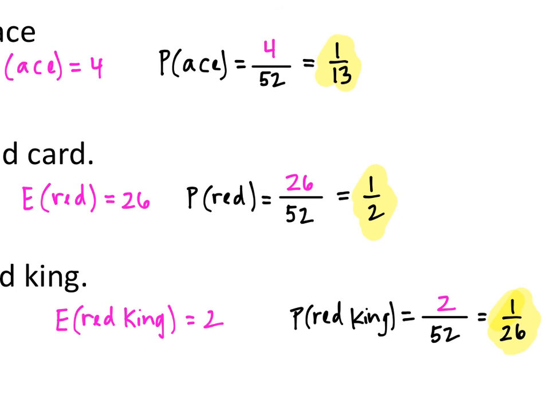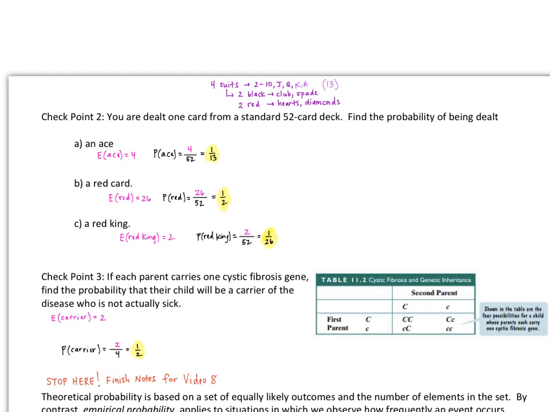This last example deals with genetics, okay, and genes and things being passed down from parents to children. So let's take a look. If each parent carries 1 cystic fibrosis gene, we'll call that capital C is the carrier. All right, so capital C represents our carrier here. Okay, what we want to do is find the probability that their child will be a carrier of the disease who is not actually sick. So again, we're looking for the child to have a big C and a little c. Okay, that's what this is indicating.